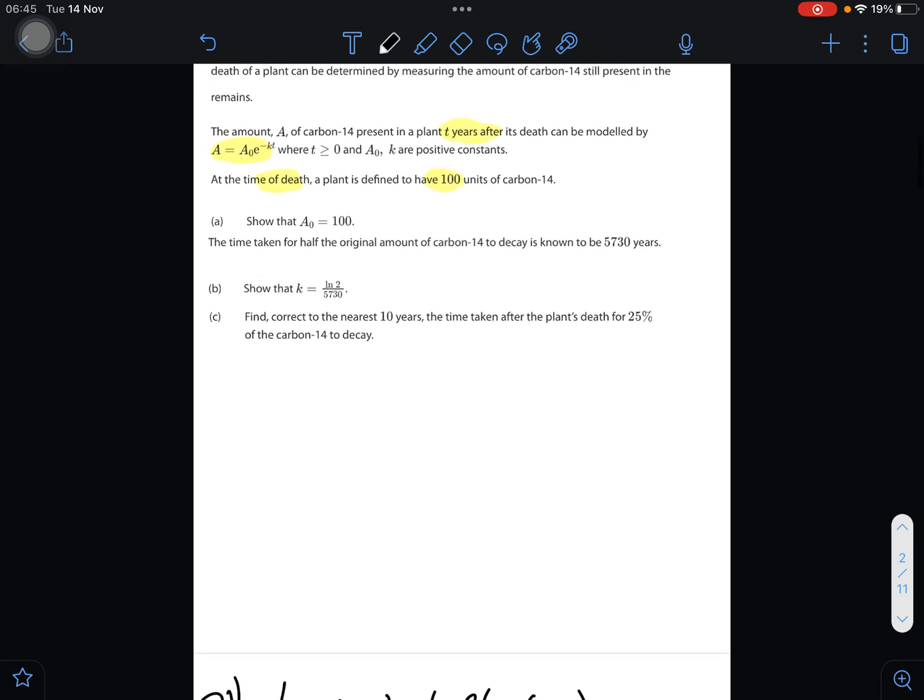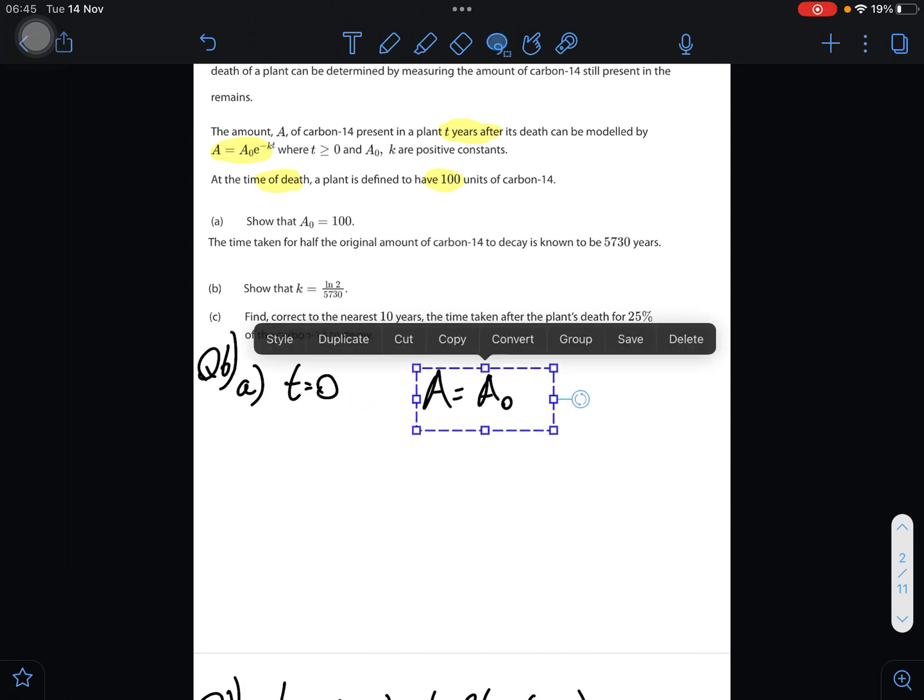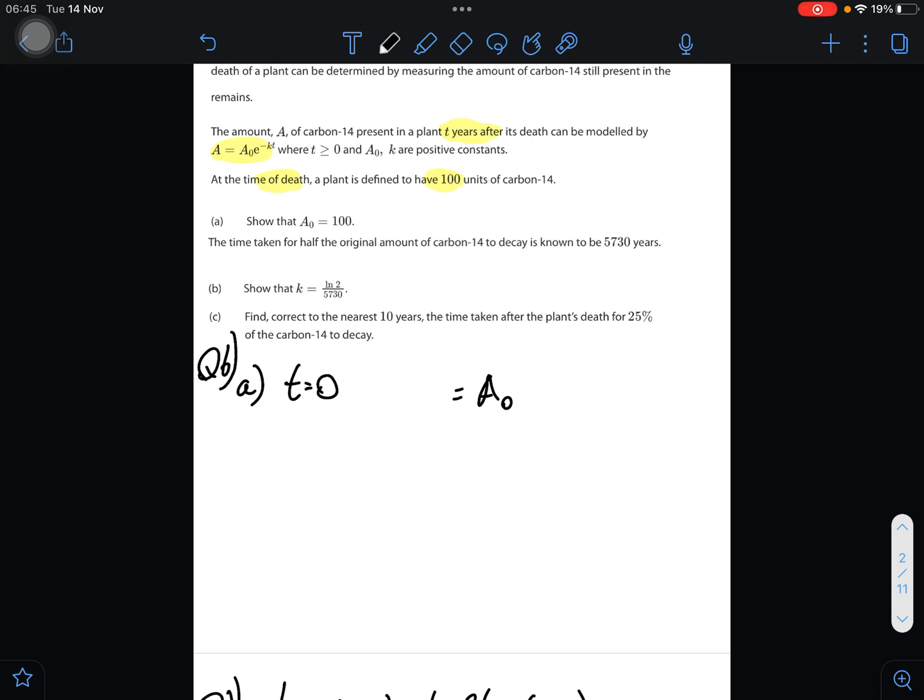Okay, well that means that we need, let me do it up here actually, save some time. Part A here on question 6, we would have t equal to 0 at time of death, and so therefore A, which here we know is 100 at time of death, 100 would be equal to A0 e to the minus k lots of 0. Well, e to the power of 0 is just 1. Anything to the power of 0 is 1. And so therefore we just get A0 equal to 100.